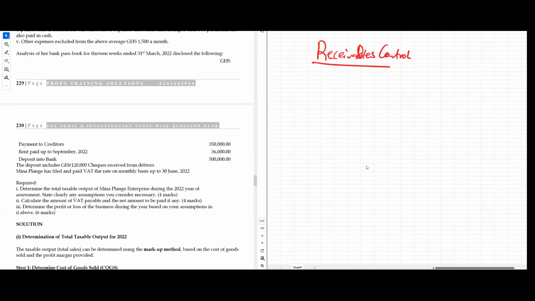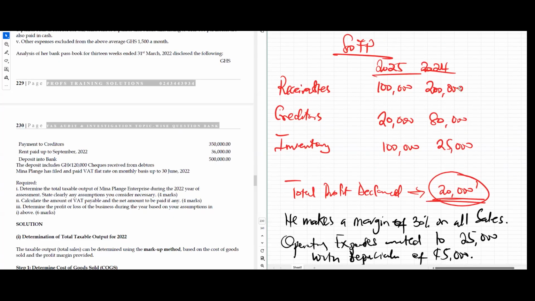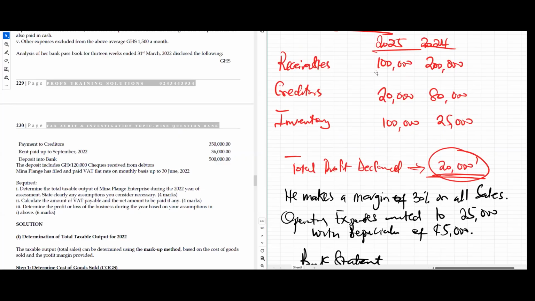Receivables, does it link to sales or purchases? Sales. So we can link it to the receivable schedule by asking: did we have receivable balances? Did we have customers owing us? Yes. At the start of the year, they were owing 200, and now they are owing 100 at the end, right? And did we receive any amount from our customers?